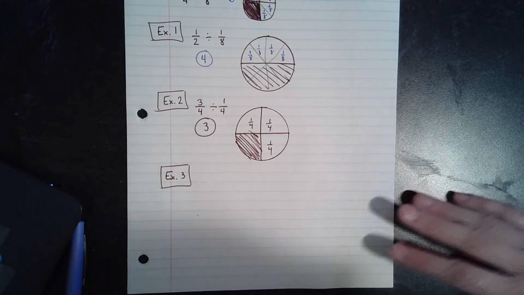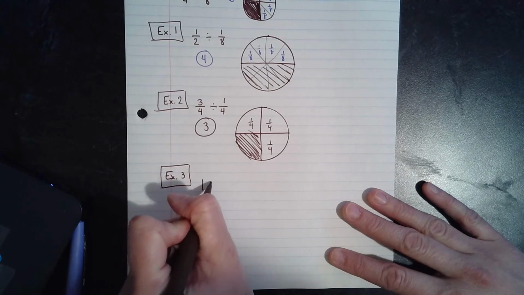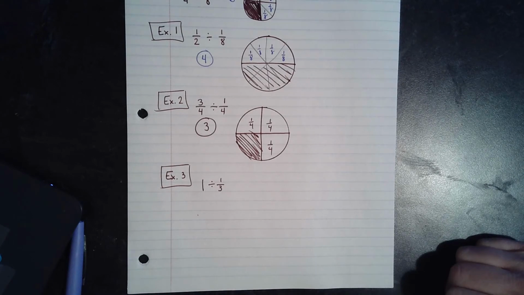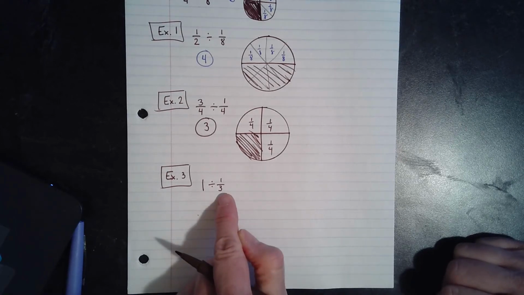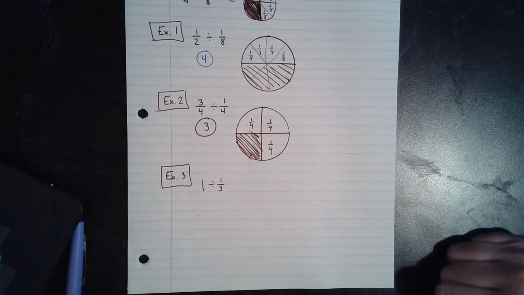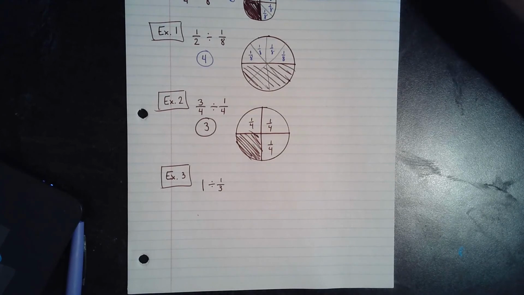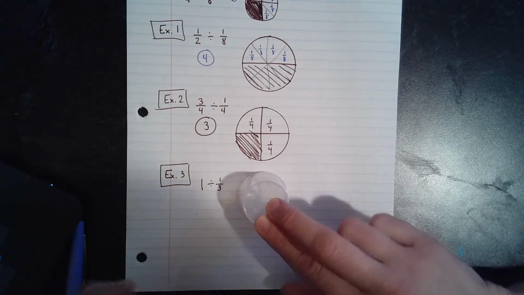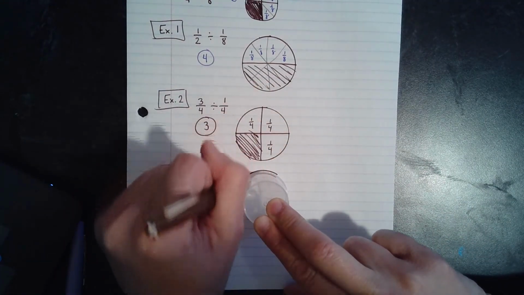For example 3, we have 1 whole divided by 1/3. Now you might look at that and think that sounds hard because we didn't talk about how to do whole numbers yet. And I'll show you, with a picture, but just think about it for a minute. I'm asking you, what this says is how many 1/3 are in 1 whole. How many 1/3 do you think are in 1 whole? If you said 3, you are correct, but let's go ahead and draw it to help us see it.